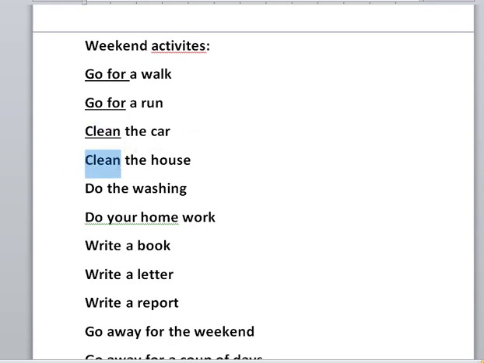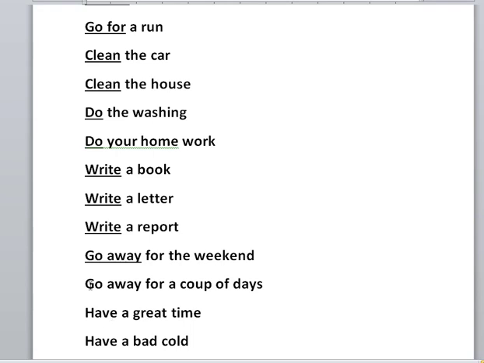Clean the house. Do your homework. Write a letter. Write a report. Go away for the weekend. Go away for a couple of days. Have a great time. Have a bad cold.